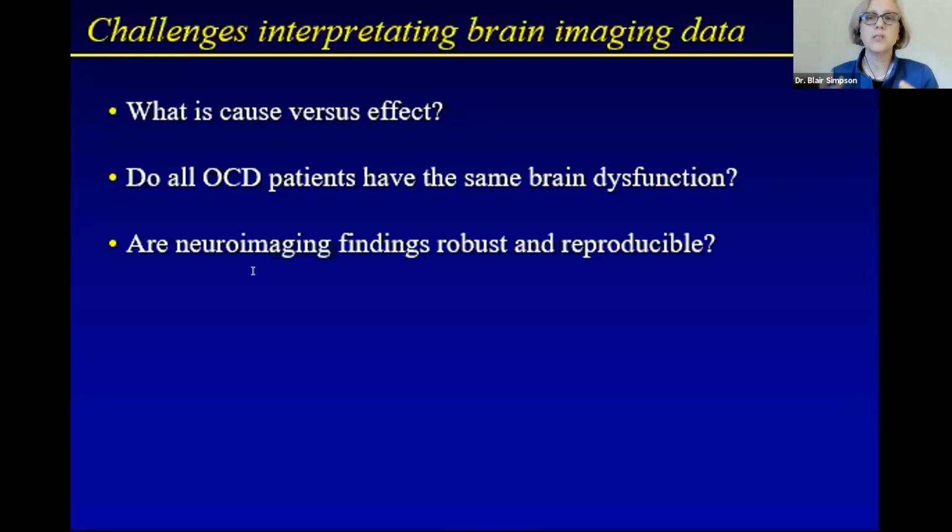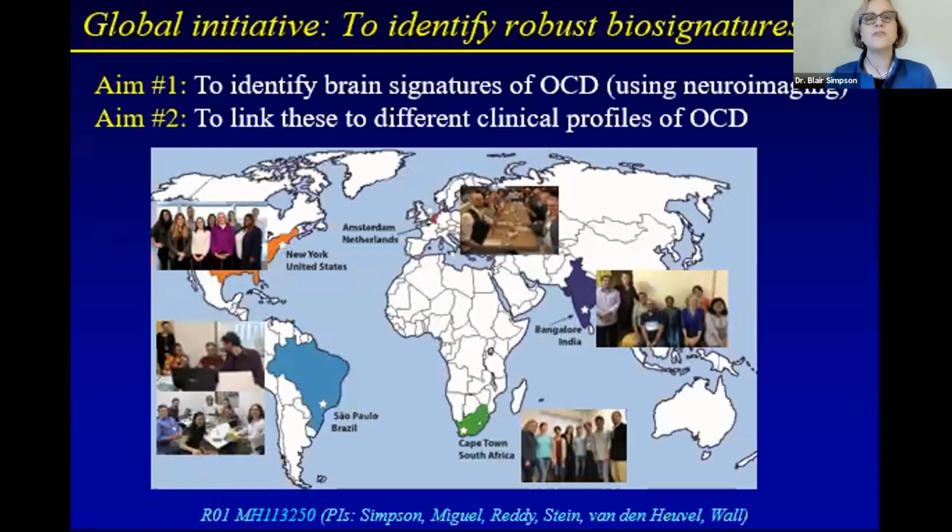So there's an issue in the field at large. It's not unique to OCD. Are neuroimaging findings robust and reproducible? Because only if they are can you start asking more questions. So that leads me to a very different type of patient-oriented research that I'm doing in collaboration with my colleagues all around the globe who are also OCD experts.